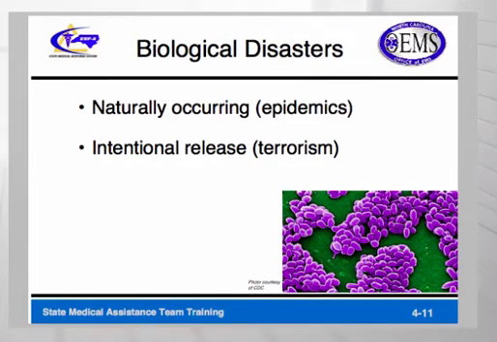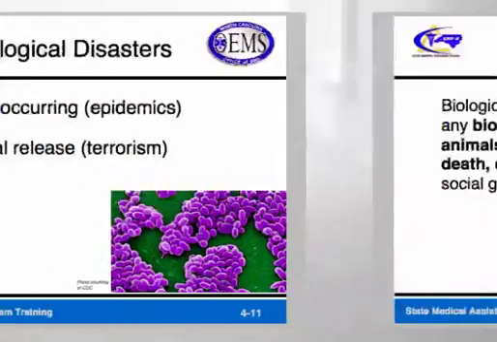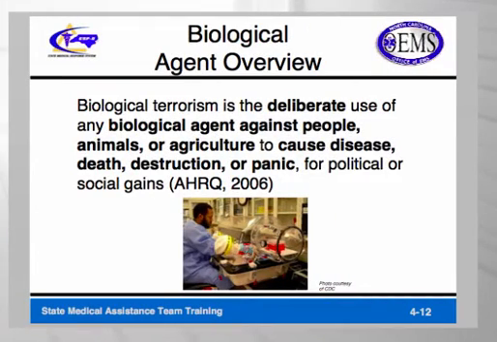Next, we will talk about biological disasters, both those that are naturally occurring in the form of epidemics and intentional releases that can be seen in terrorism. We can define biological terrorism as the deliberate use of any biological agent against people, animals, or agriculture for the purpose of causing disease, death, destruction, or panic for political or social gains.